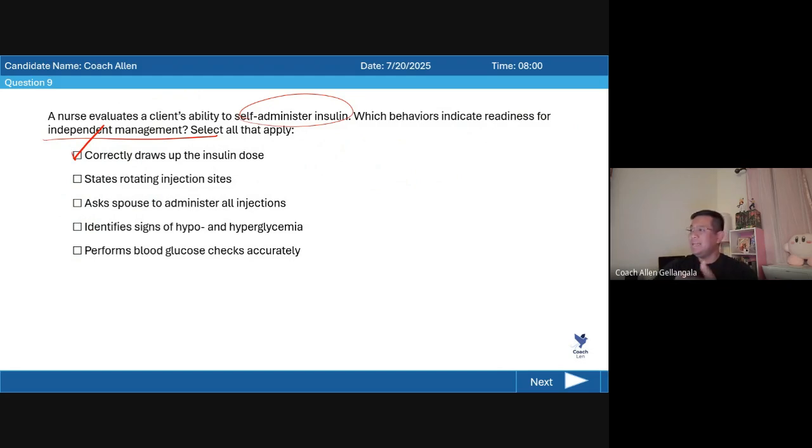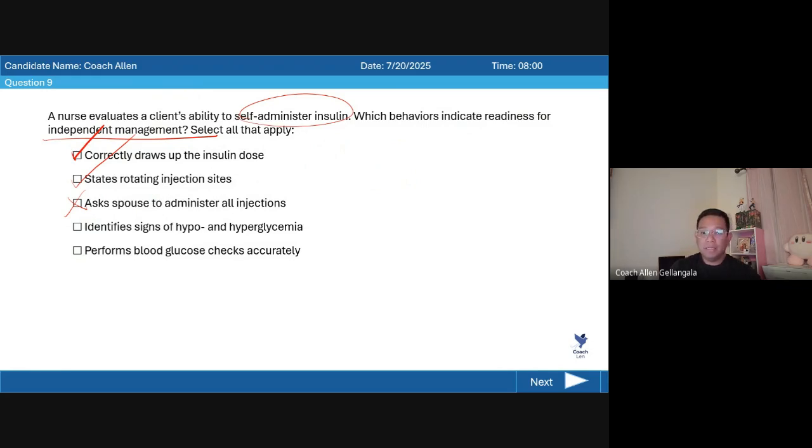The patient is stating that he needs to rotate the injection sites. Is it a positive statement as well? Yes. Okay. Asking the spouse or the significant other to do the insulin administration themselves. Okay, that is dependency. Now, what is the problem with this? Sometimes we do not value dependency or give too much emphasis on dependency because there's a possibility that the person who is giving it might not have a good understanding of the treatment. So could there be a possibility of overdosage? Yes, there's a possibility of overdosage.